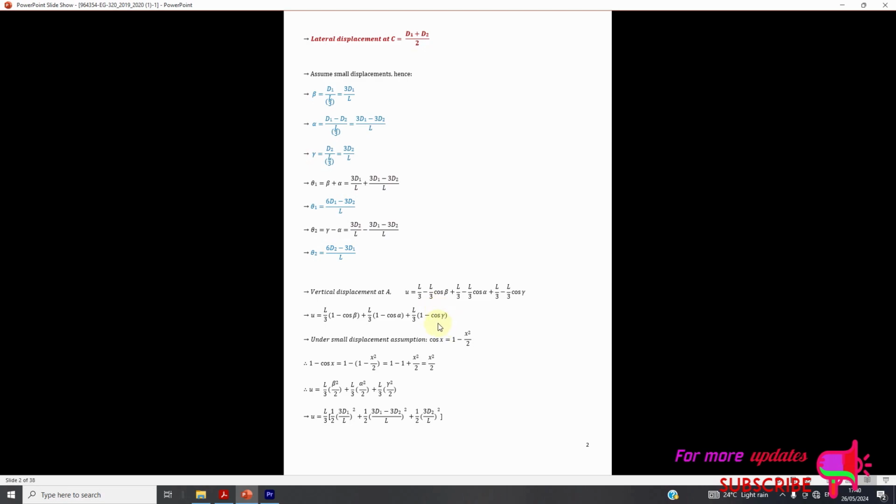Again, theta 1 should be equal to 6 d1 minus 3 d2 over L. Now theta 2 will be equal to phi minus alpha, that is this one minus this, which should be equal to 6 d2 minus 3 d1 over L. Now the vertical displacement at A, u, will be equal to L over 3 minus L cos B. Okay. Now where do we get L cos B?